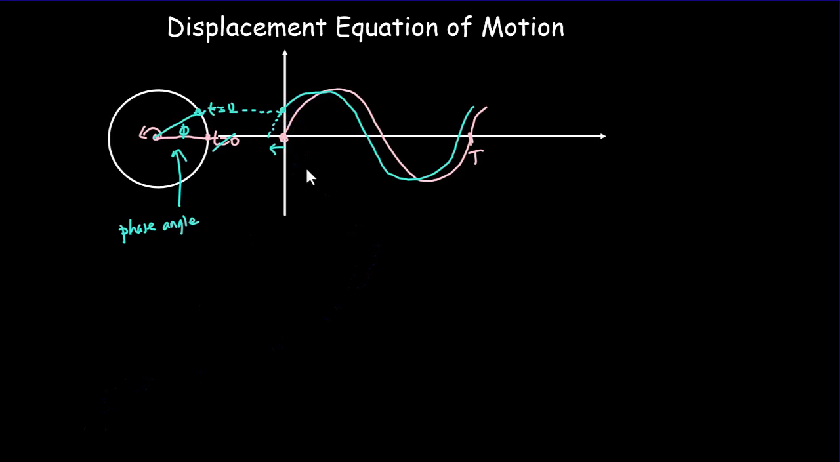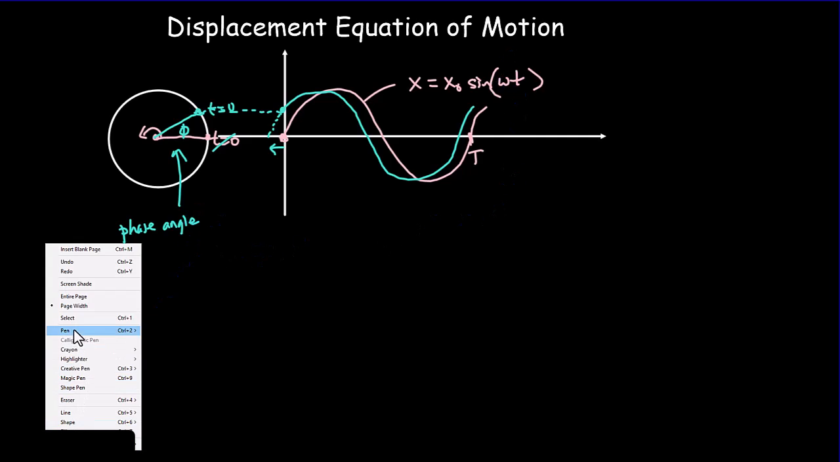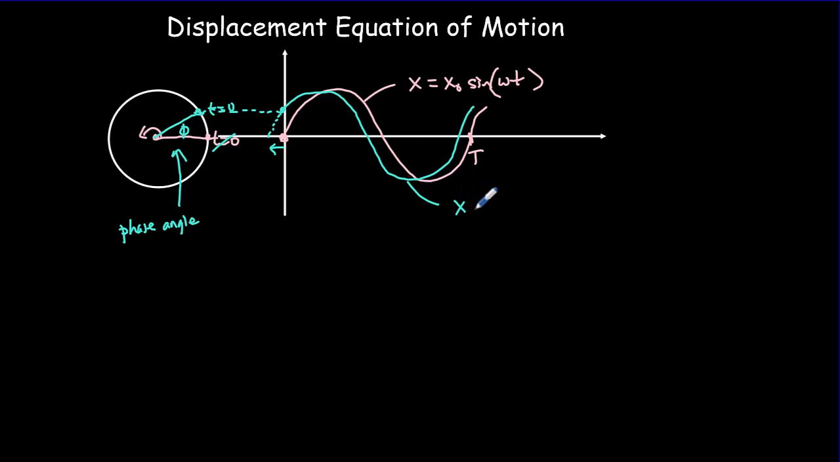So if our initial curve was just x equals x0 sine omega t, then our new curve with the phase angle phi is going to look the same, except that we've added phi in the argument. This here is called the argument of the sine. So when t equals 0, we take the sine of phi, which makes perfect sense.